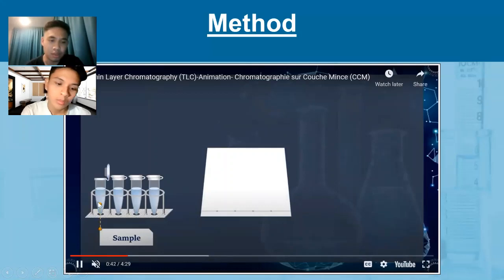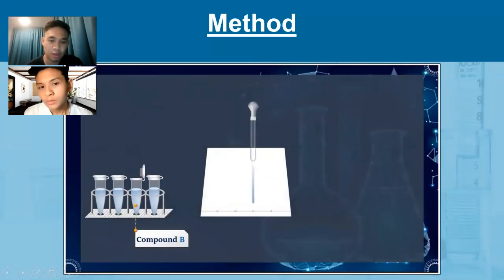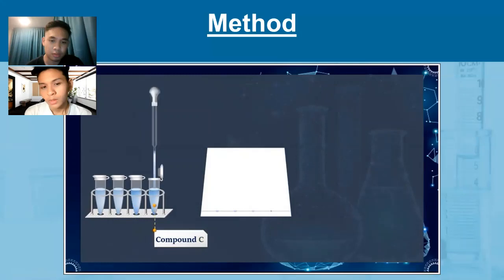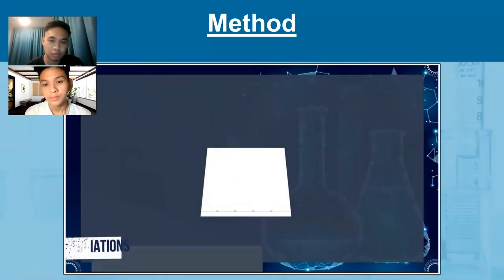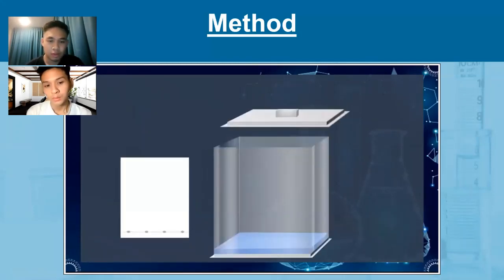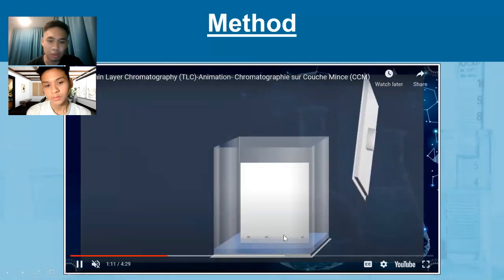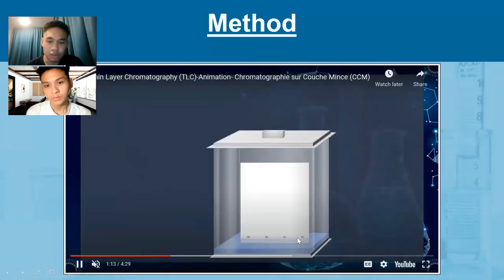Okay, now this is the sample. We put only one drop on the spot. The same goes for compound A, compound B, and compound C. Then we will put the TLC plate into the mobile phase. Do not exceed the line.